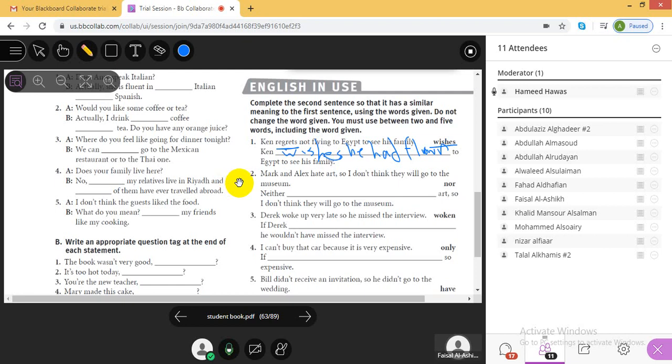Who can do it? Read it. Guys, I open the sound for you to participate. Who can read and answer? Nizar, are you there? Nizar, please answer. Okay, can you answer please? Number 2.